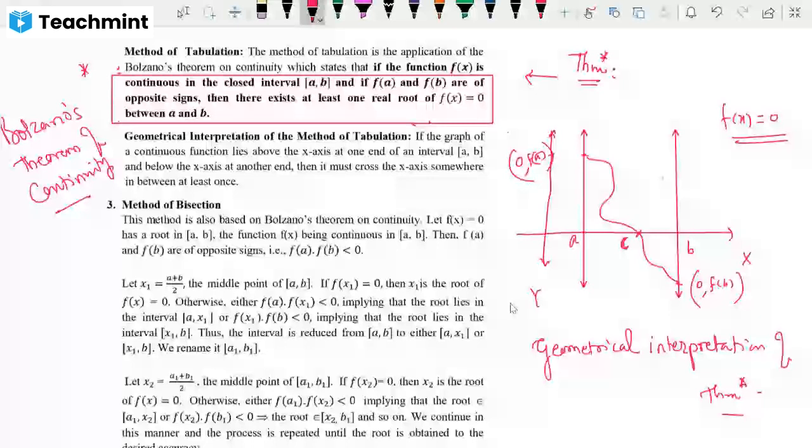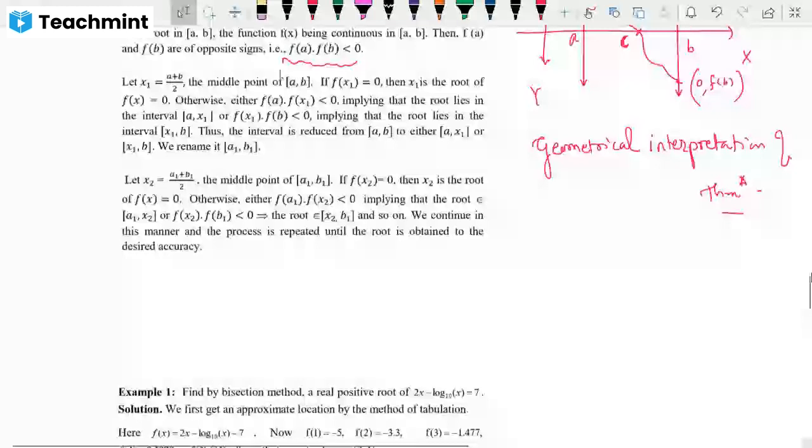So f(a) and f(b) have opposite signs, therefore the product of f(a) and f(b) should be negative. If f(a) is positive and f(b) is negative, the product will be negative. Both have opposite signs, so surely the product is negative. Next, I will write it in short as an algorithm. What is the bisection method?